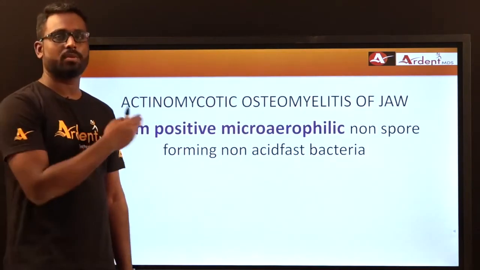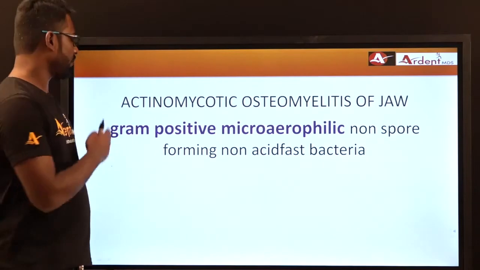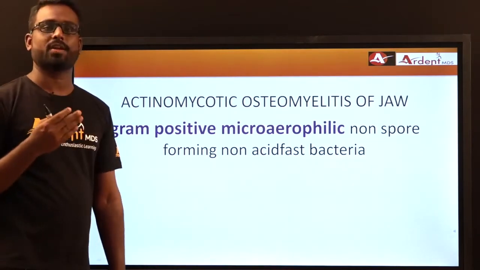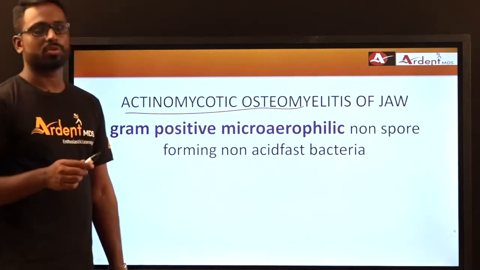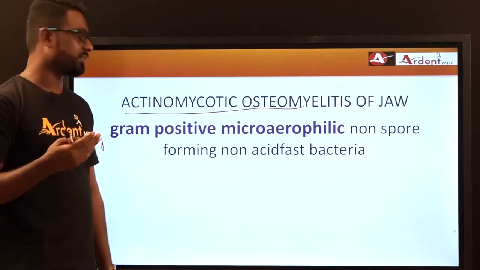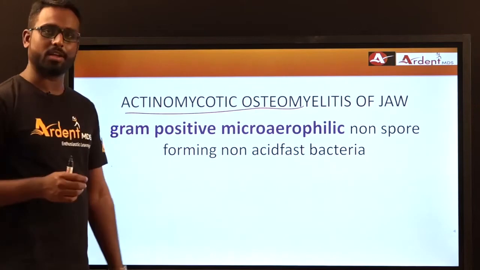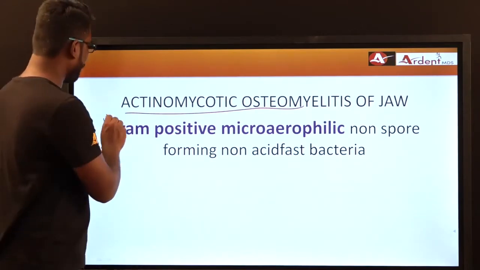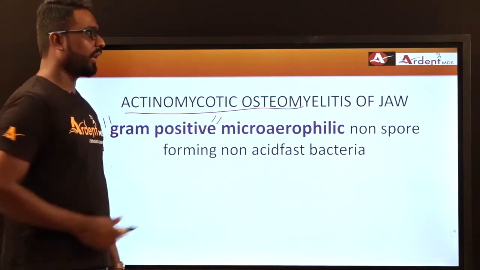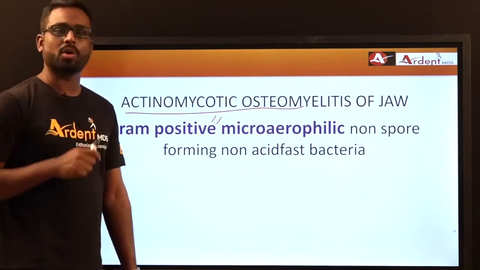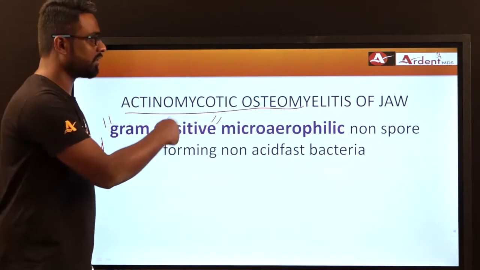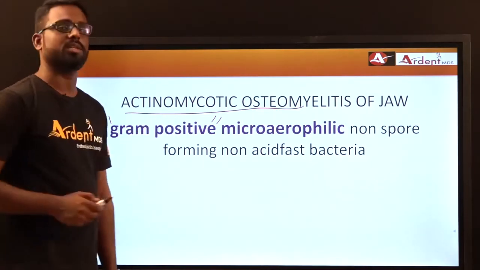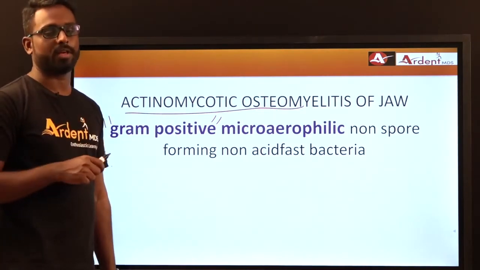So we have all seen about osteomyelitis in detail. Now we are going to see about another specific kind of osteomyelitis known as actinomycotic osteomyelitis. What happens in actinomycotic osteomyelitis is, we all know actinomyces is a gram-positive, microaerophilic, non-spore forming, non-acid fast bacteria. This is the most important thing you have to remember. Don't change it. It is a gram-positive microaerophilic bacteria.